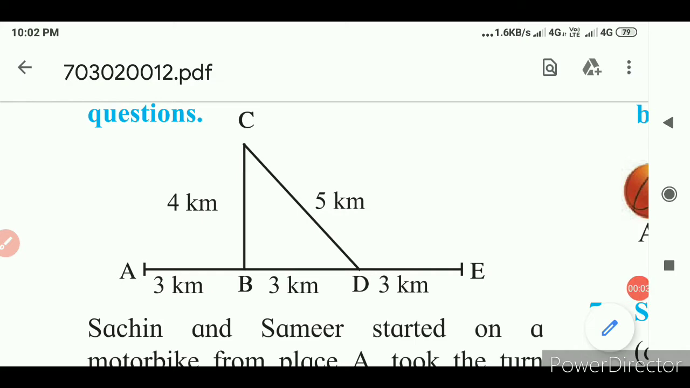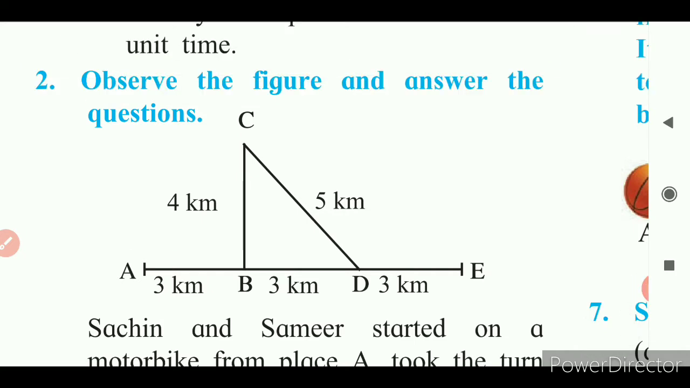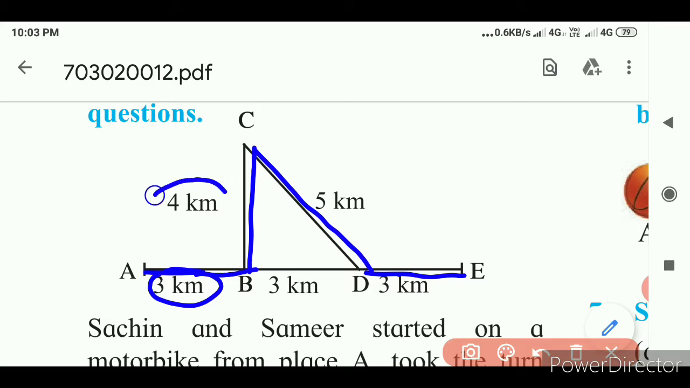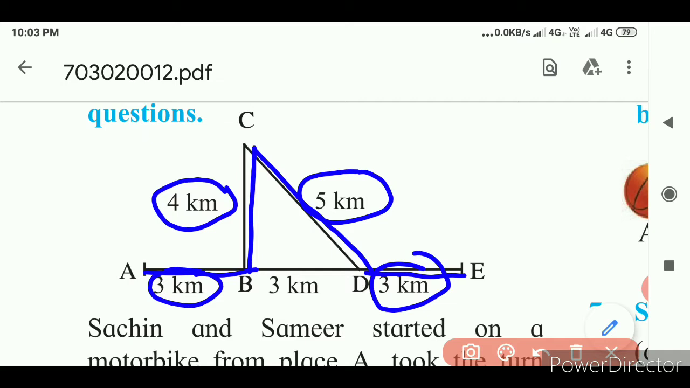So the first question asks: what is the distance covered by Sachin and Samir? You can say that they move from A to B, then from B to C, then from C to D, and then from D to E. So the total distance covered by them is 3 km plus 4 km plus 5 km plus 3 km, which is 15 kilometers. So Samir and Sachin covered a distance of 15 kilometers.